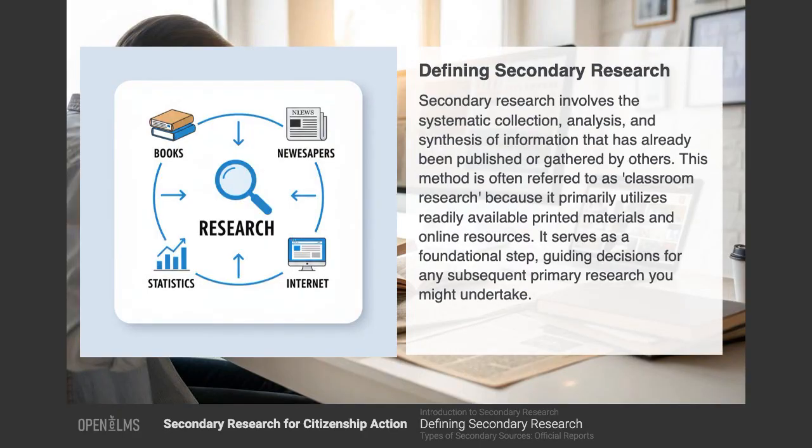Defining secondary research. Secondary research involves the systematic collection, analysis, and synthesis of information that has already been published or gathered by others. This method is often referred to as classroom research because it primarily utilizes readily available printed materials and online resources. It serves as a foundational step, guiding decisions for any subsequent primary research you might undertake.